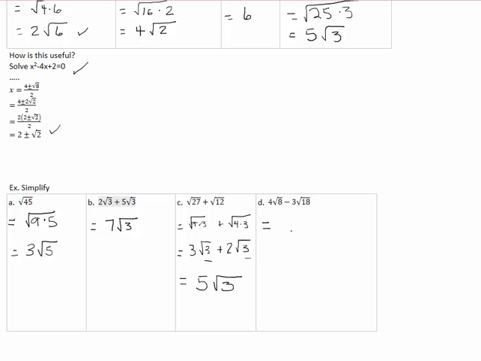Take a pause on the video here and see whether you can do this question yourself, and then follow through with the answer afterwards. Alright, so I'm leaving the 4 on the outside. There's nothing I can do to simplify that.